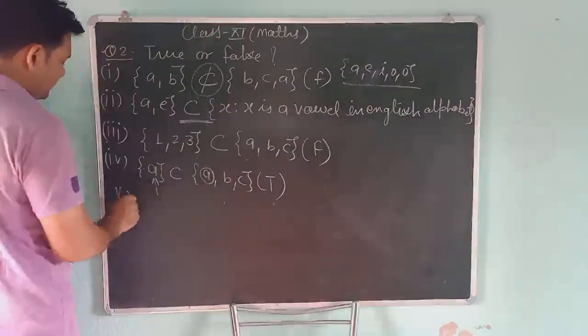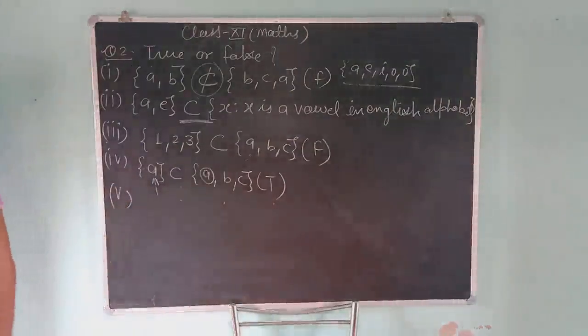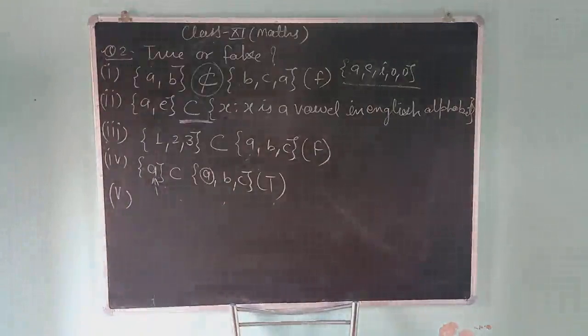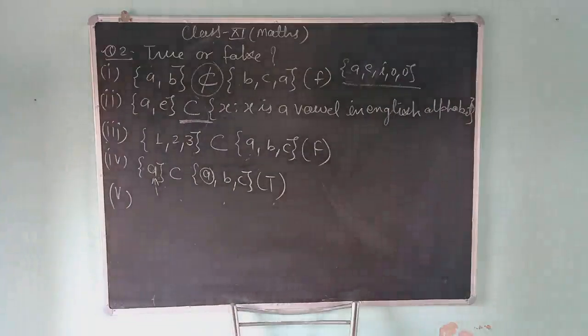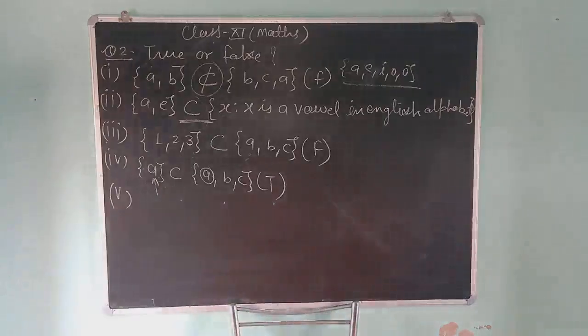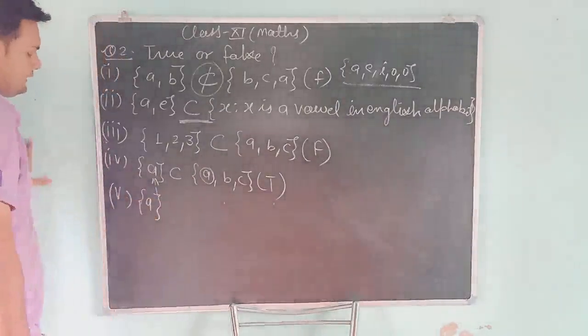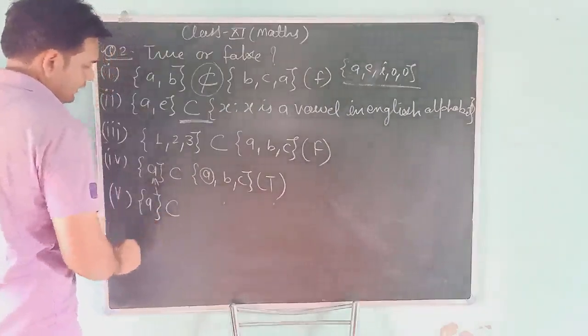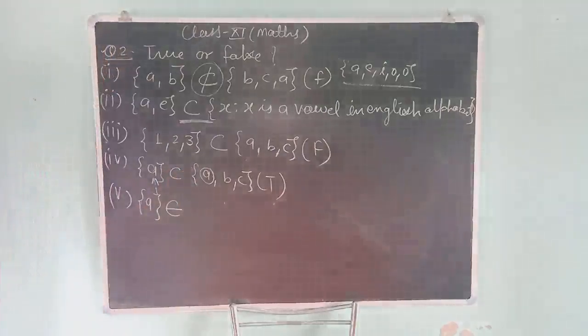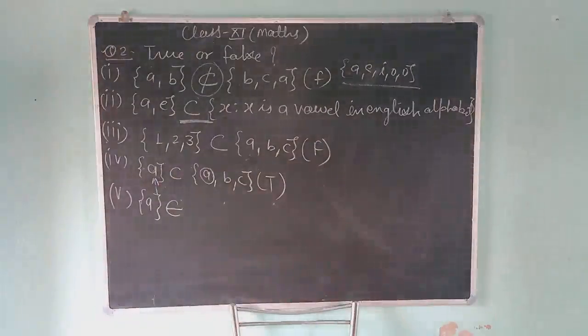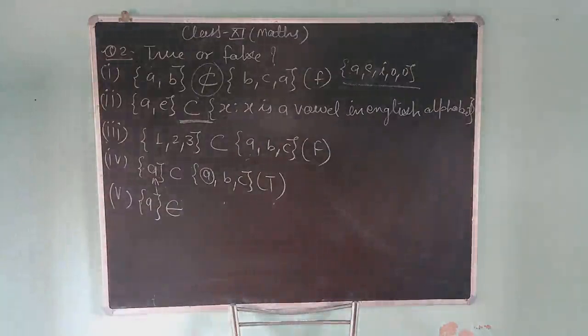Now we will talk about the next question. This is question number 5, and according to this question we have a set, and the element of this set is A, and it belongs to ABC.